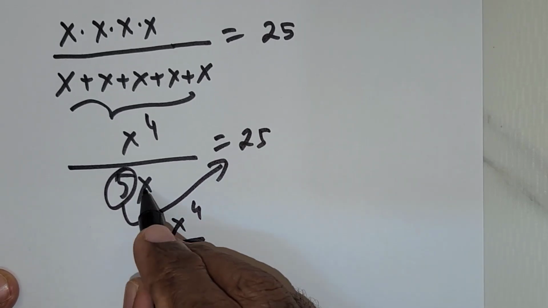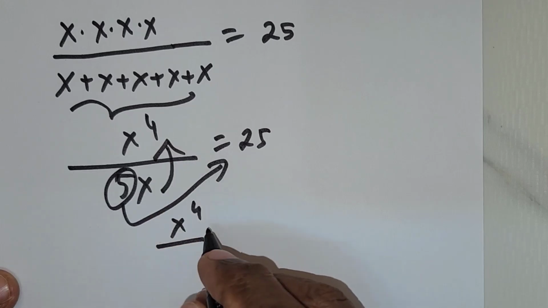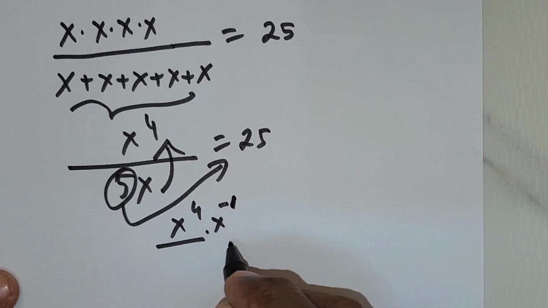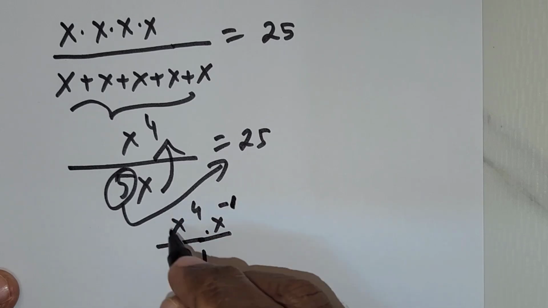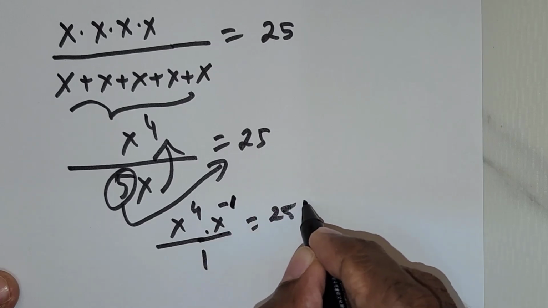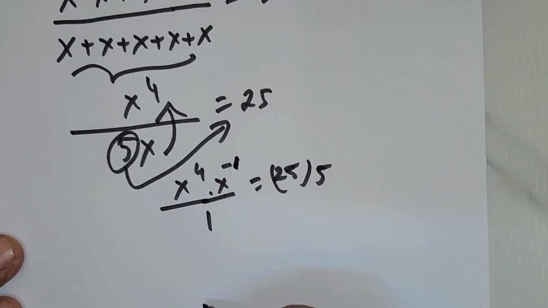Move this 5 to the right side. You have x to the power of 4 divided by x, and you take this to the numerator. So this is going to be x raised to the power of -1 divided by 1. Of course, there's 5 present, and I've already moved the 5. So this is what we will have.